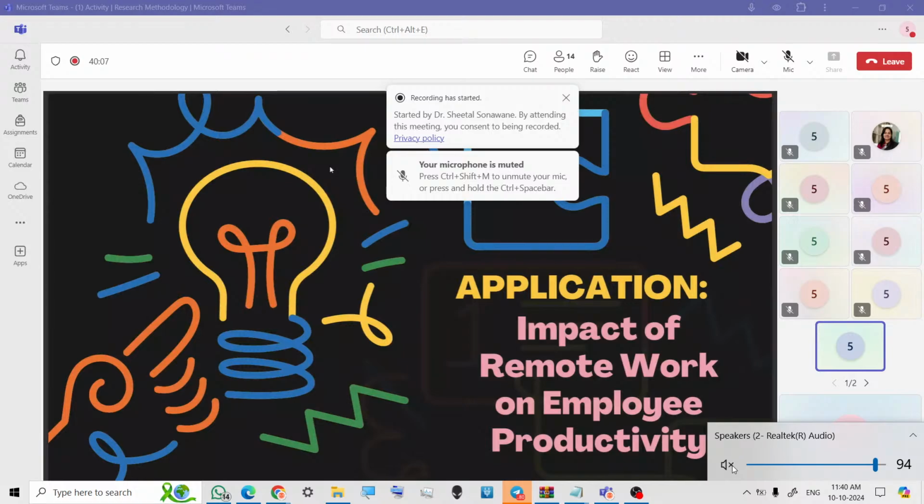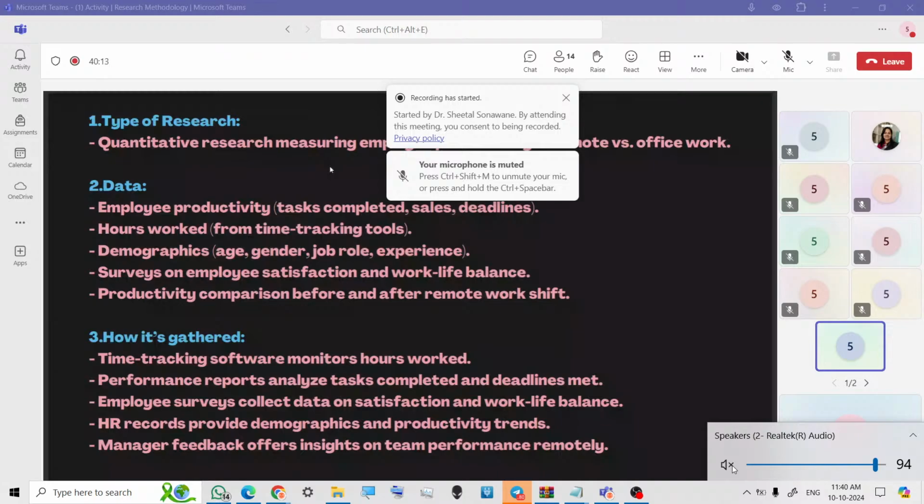Now we will see the second application, that is remote work and productivity. Another example is the impact of remote work on employee productivity. Researchers used quantitative methods to track employee output. They compared productivity before and after the shift to remote work. They found out that while some employees were more productive at home, others faced distractions. Overall, there wasn't a major difference in the productivity between remote and office work.